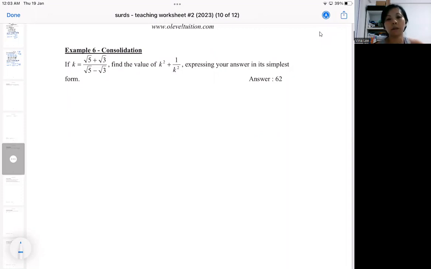So K, they give you a fraction, and obviously the fraction has surds in the denominator. I hope the first thing that comes to your mind will be rationalization. Then your job is to find this value. A lot of students will actually do it directly. It's actually quite challenging to do it directly.